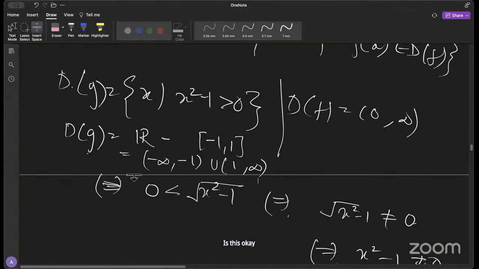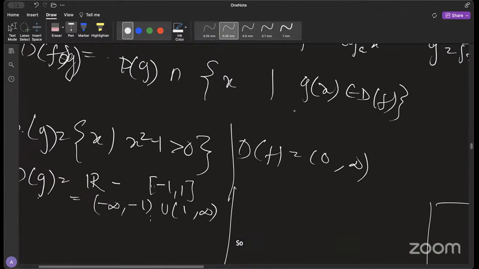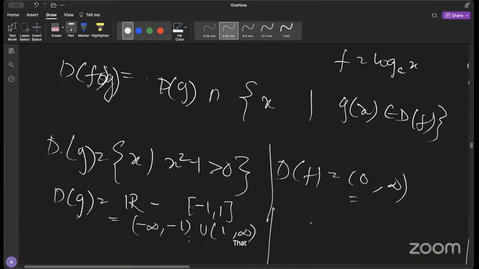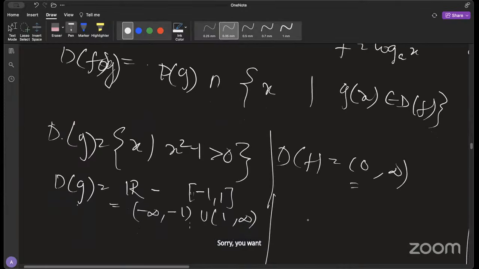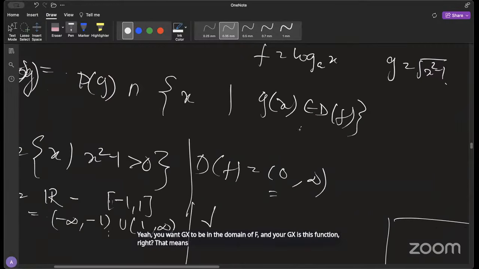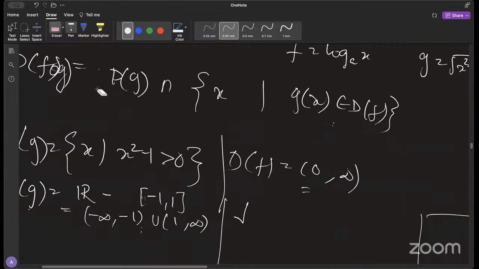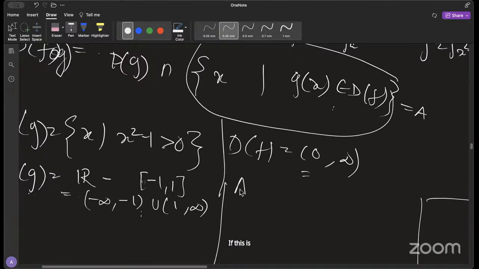Is this okay? Yes. These sets are the same sets. And this one, you want g(x) to be in the domain of f. Yeah, you want g(x) to be in the domain of f, and your g(x) is this function, right? That means from this one, let me just call this set A because it's a very long set. I'm calling this set A.